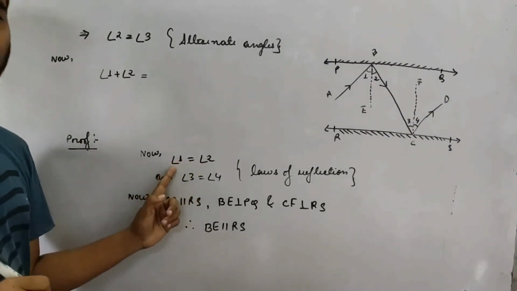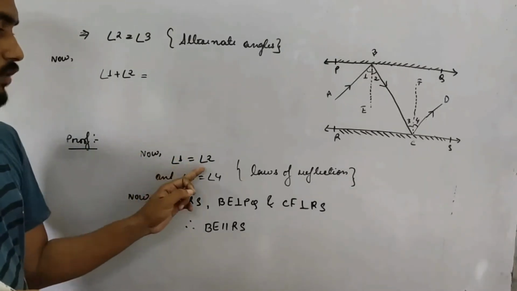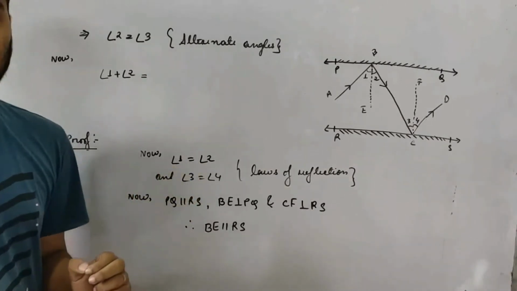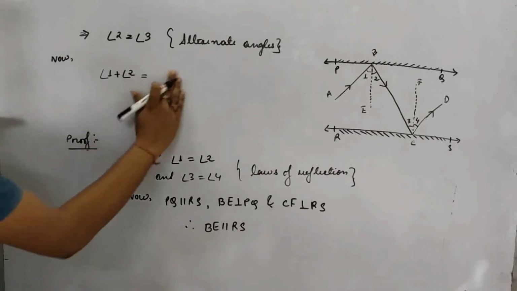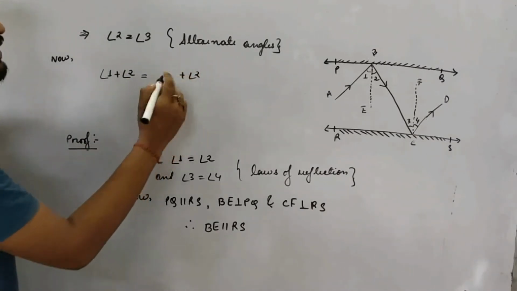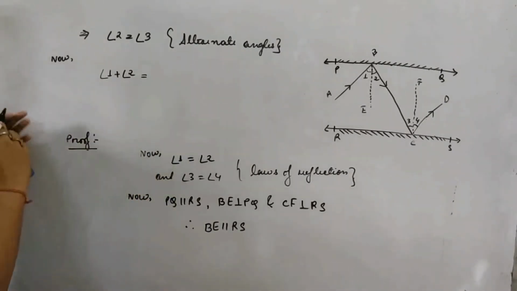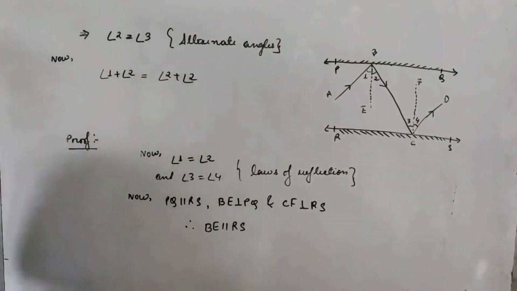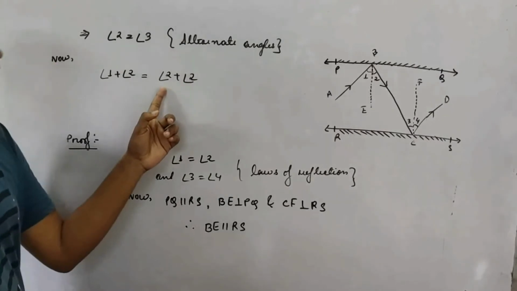So in place of angle 1, I can write angle 2. Angle 1 is totally equal to angle 2. So in place of angle 1, I will write what? This is angle 1 plus angle 2, so in place of angle 1, I will write angle 2, like that. So in place of angle 1, angle 2 and then plus angle 2. Understood? Angle 1 is equal to angle 2, so in place of angle 1, I have written angle 2.